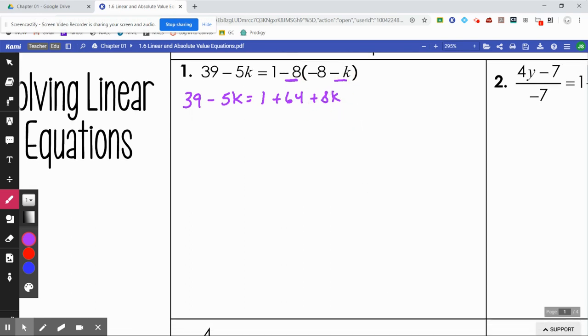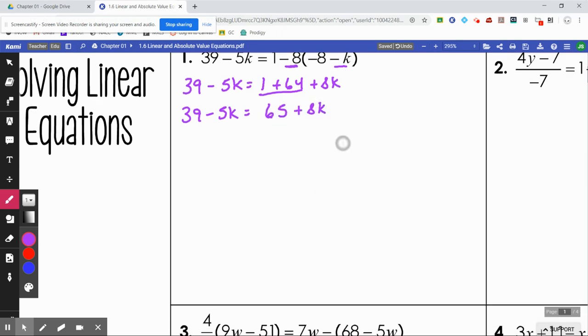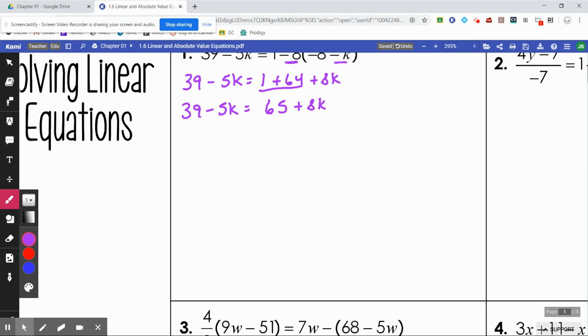If you have any like terms on the same side, put them together. 39 minus 5k, nothing like on this side of the equal sign. However, 1 and 64 can be combined into 65 plus 8k. Next step, we're going to move our variables to one side, and move anything that doesn't have a variable to the other side. So it's minus 5k. We're going to move it over to the opposite side by doing the opposite operation. Minus 5k turns into a positive 5k.